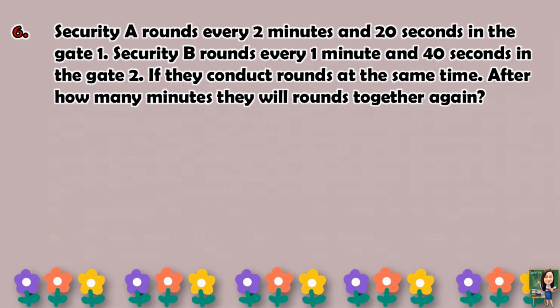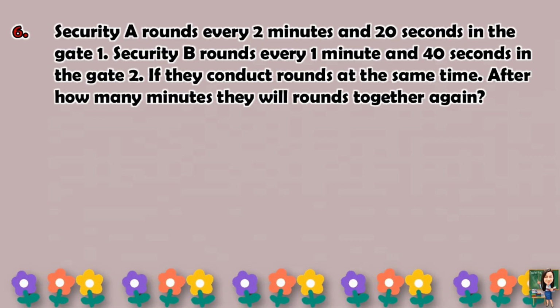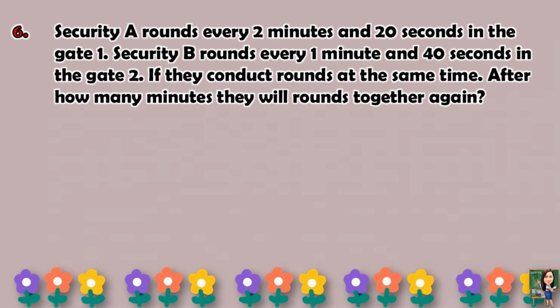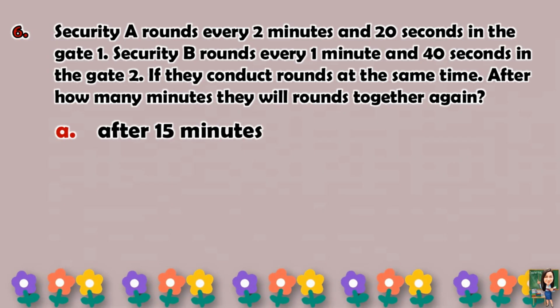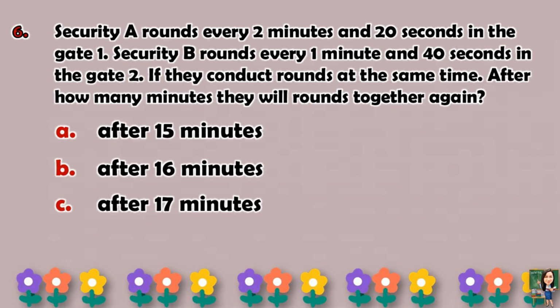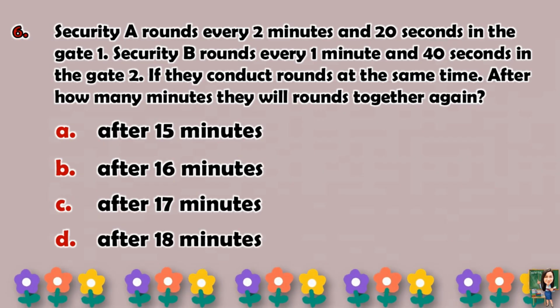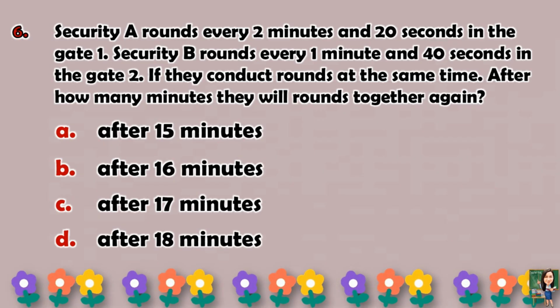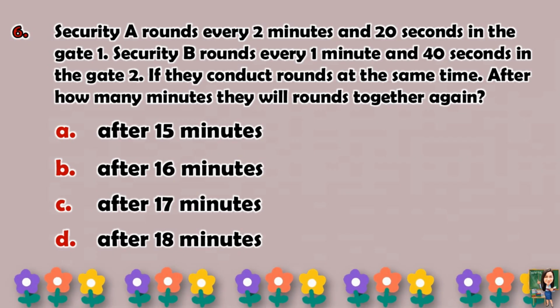Number 6. Security A rounds every 2 minutes and 20 seconds in gate 1. Security B rounds every 1 minute and 40 seconds in gate 2. If they conduct rounds at the same time, after how many minutes will they do rounds together again? A. After 15 minutes. B. After 16 minutes. C. After 17 minutes. Or D. After 18 minutes. What is the correct answer? Very good. The correct answer is letter D. After 18 minutes.